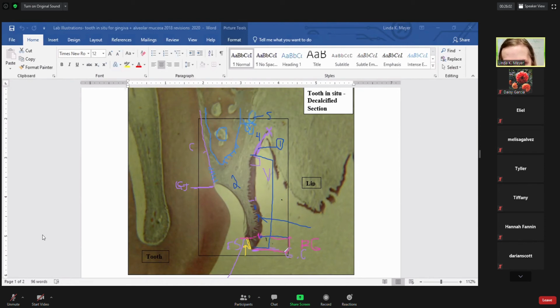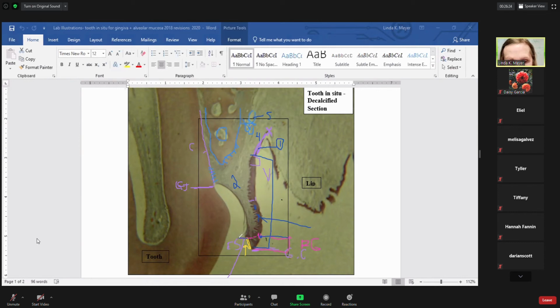And see, from the crest to that groove is the free gingiva. And if you look on the tooth side, that's where it's not attached. There's a sulcus there lined by sulcular epithelium. Okay. On the outside, you know, the gingiva continues as the attached gingiva.